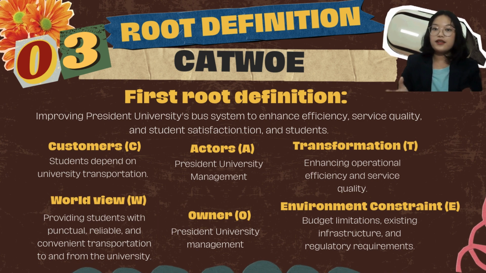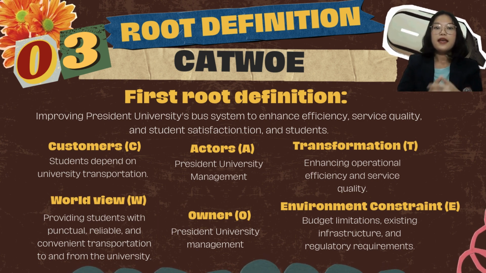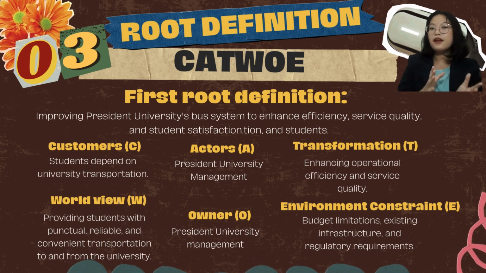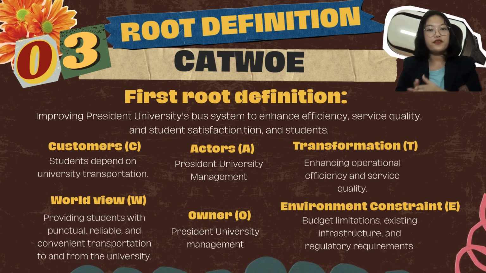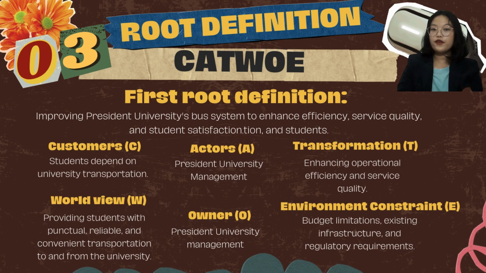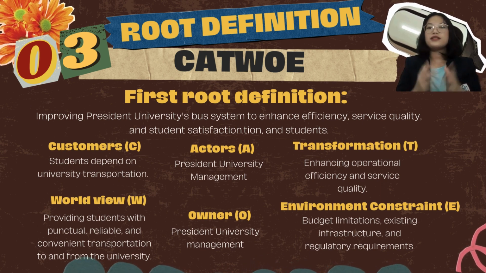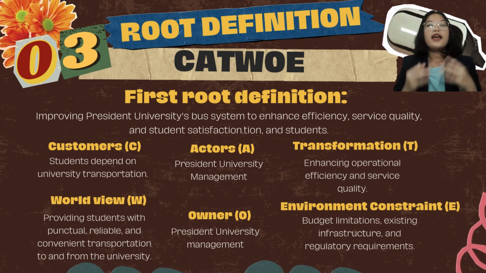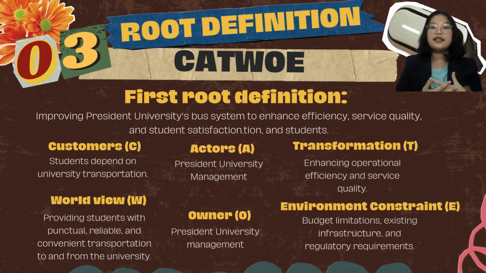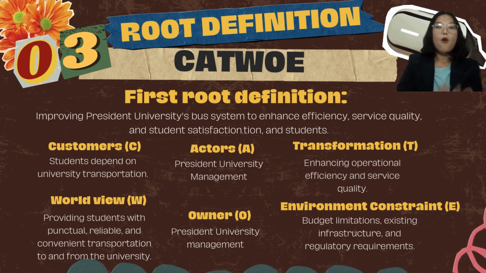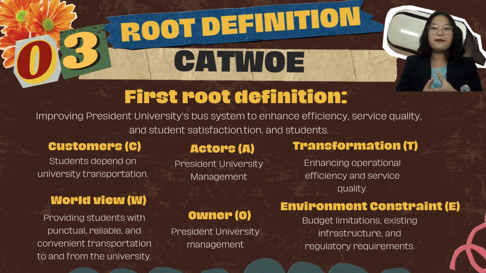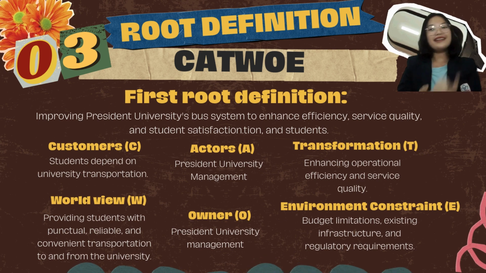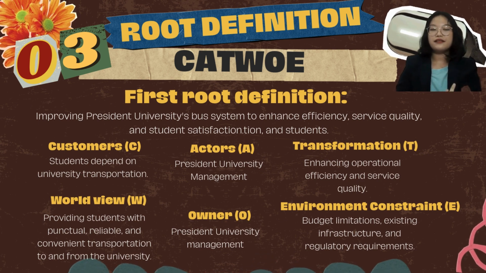Where the customer is students who use the campus bus, the actors are general affairs, and then the transformation is improvement of operational efficiency and service quality. And for worldview, to ensure students have access to a transportation system that is punctual, reliable, and convenient, and also facilitating their mobility to and from the university. While the owner is President University Management, and last, environment constraint is budget limitation, existing infrastructure, and regulatory requirements.